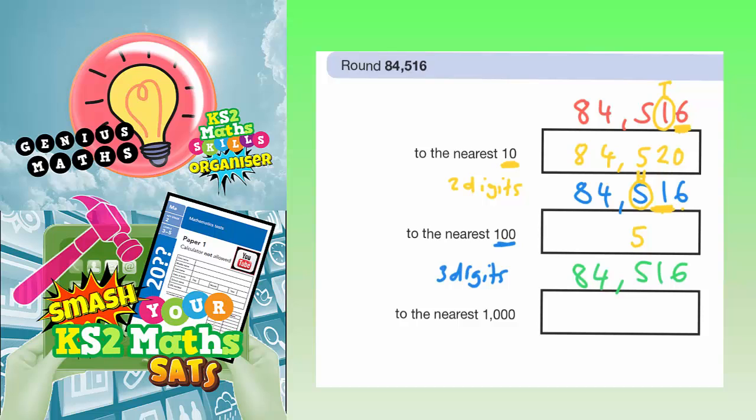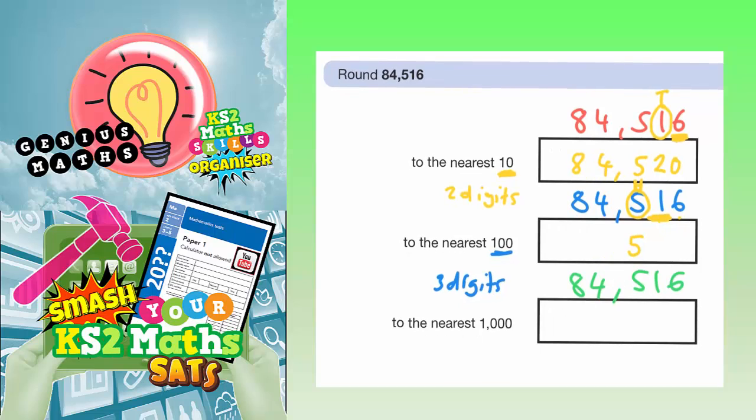And just as we did before, any digits after the 5 we've just rounded get changed to zeros. So the 1 gets changed to a 0, and the 6 gets changed to a 0. But any digits before the 5 we've just rounded stay as they are. So the 4 stays as a 4, and the 8 stays as an 8. So our final answer is 84,500.